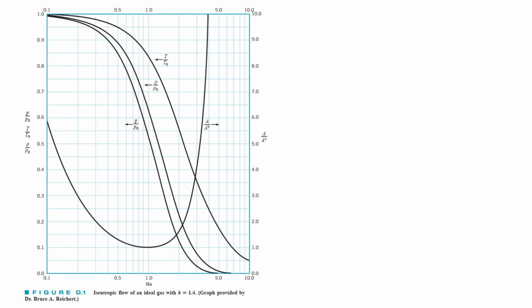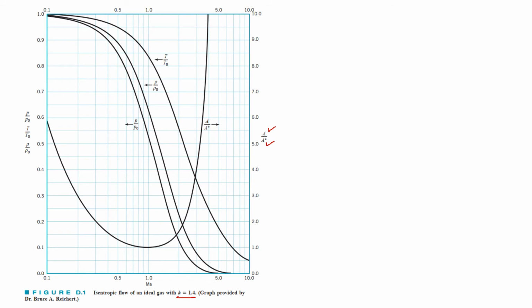This graph is very helpful in determining the different flow properties. For example, the pressure over stagnation pressure, the temperature inside the nozzle over the stagnation temperature, and similarly the density over the stagnation density. It also helps us find the area of the nozzle relative to the throat area. So for an isentropic ideal gas with k equal to 1.4, that is for air, we can find these different properties.